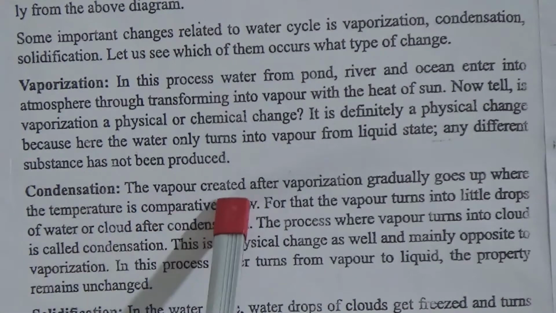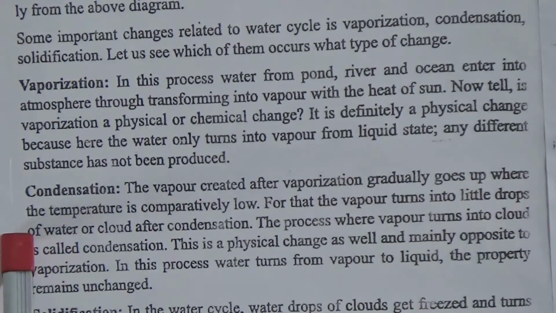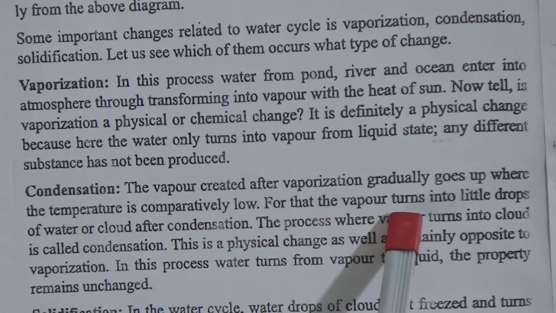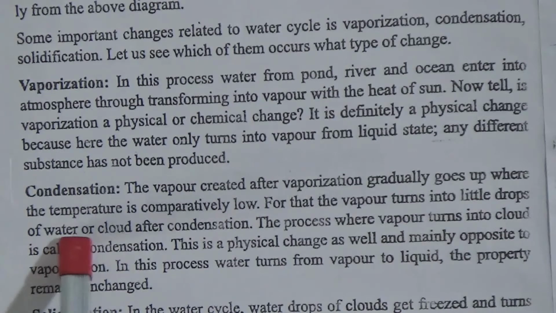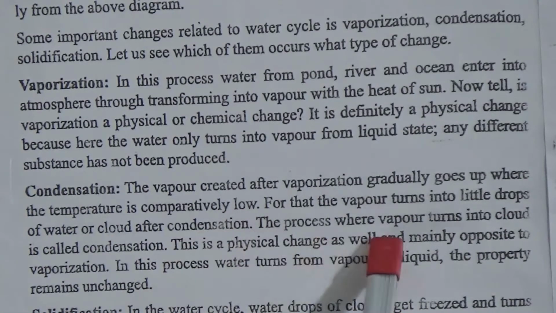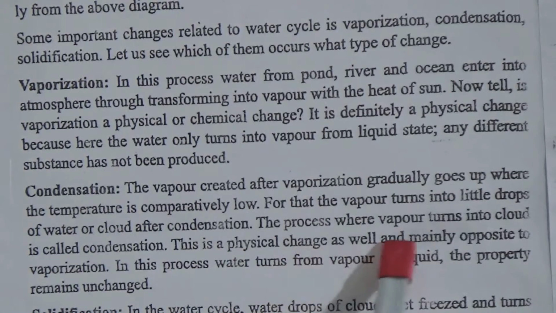Condensation. The vapor created after vaporization gradually goes up where the temperature is comparatively low. For that, the vapor turns into little drops of water or cloud after condensation. The process where vapor turns into cloud is called condensation. This is a physical change as well and mainly opposite to vaporization. In this process, water turns from vapor to liquid. The property remains unchanged.